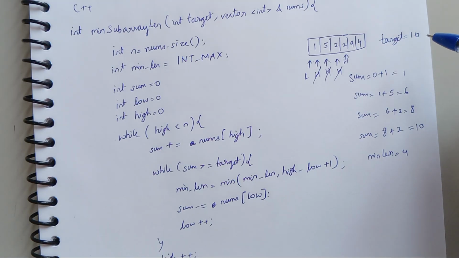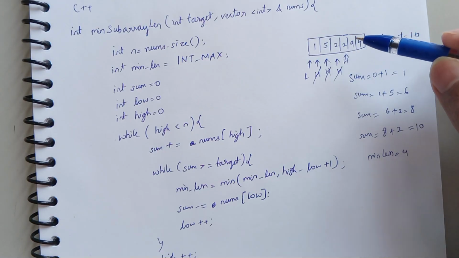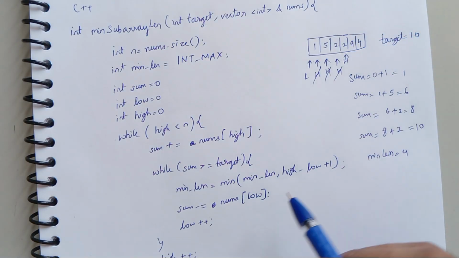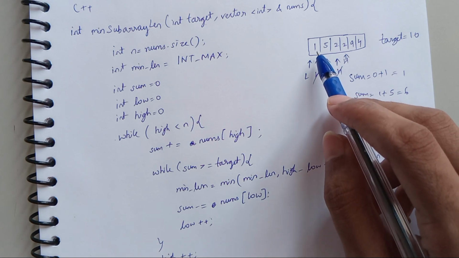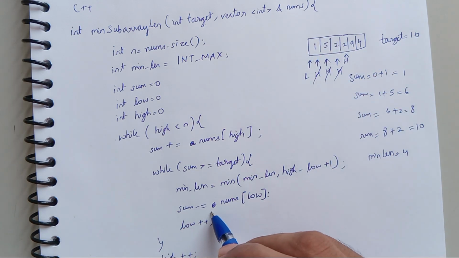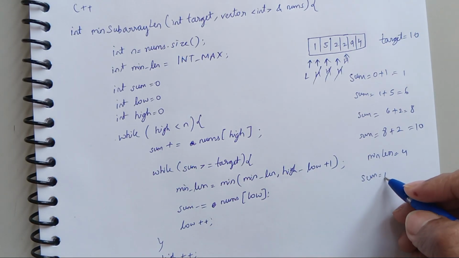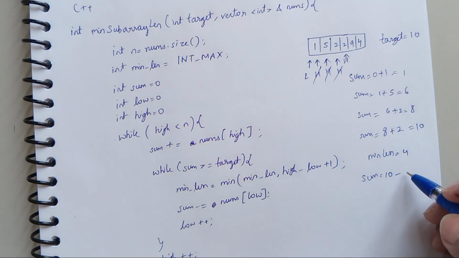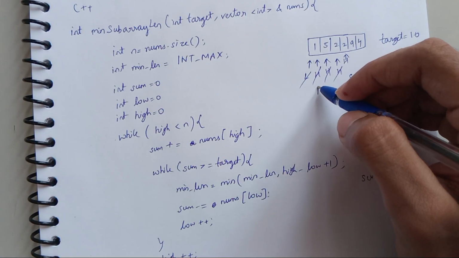Now we try to minimize the subarray. So we check if shrinking the subarray will still give the required sum which is greater than target. So we shrink the left pointer and remove this left pointer element from the sum. So we update sum is equal to sum minus nums of low. So the sum is equal to 10 minus, we remove this element 1, which is 9, and we do low plus plus. So we move the low pointer here.